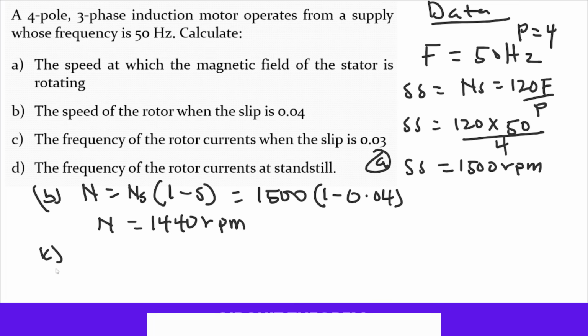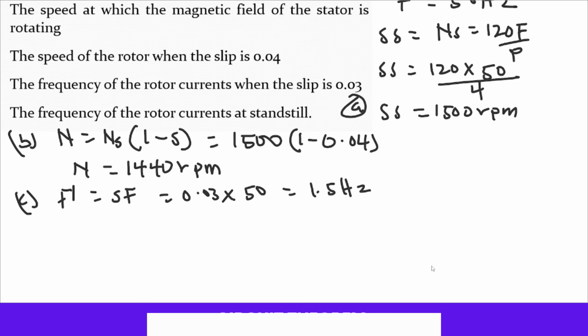Now let's look at the C aspect. The question says the frequency of the rotor current when the slip is 0.04. We know that the frequency of the rotor current is given by the slip multiplied by the supply frequency. And that will be equal to the slip, here 0.03, times the frequency, which is 50. It means that we are going to get 1.5 hertz. Okay, so that will be for the frequency.